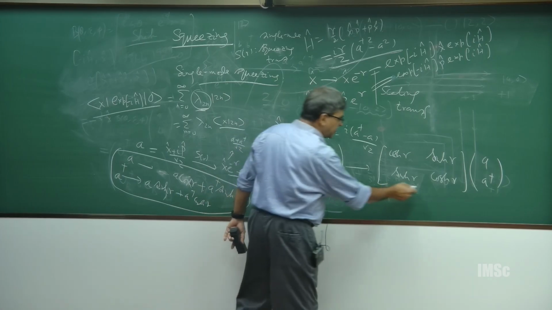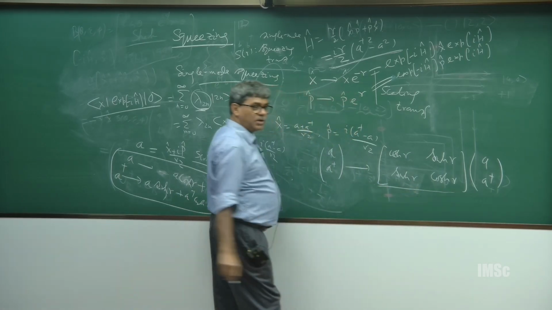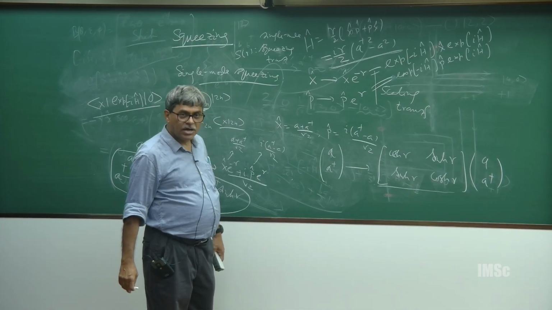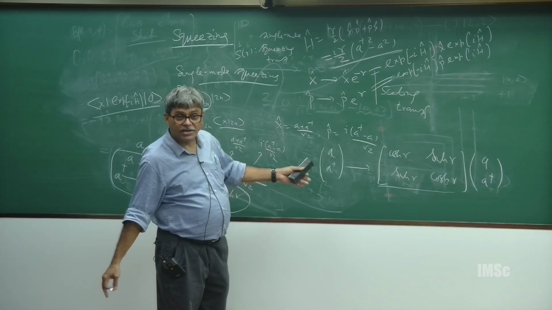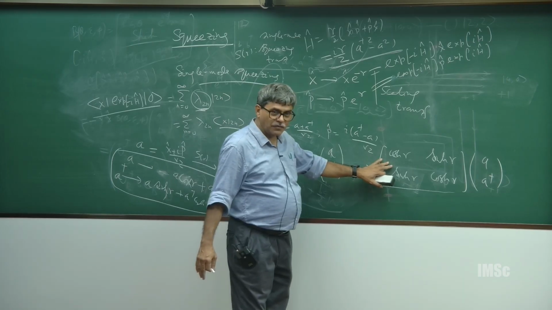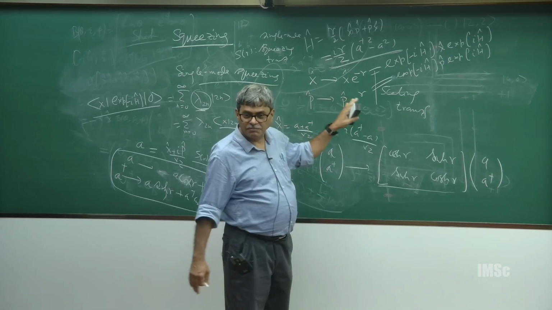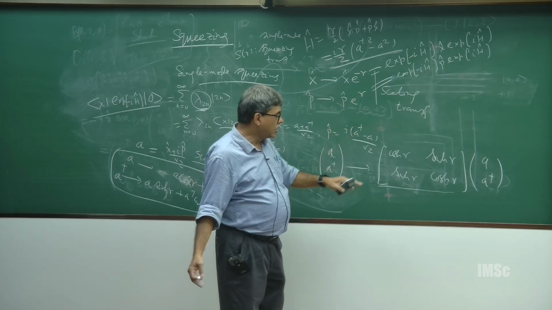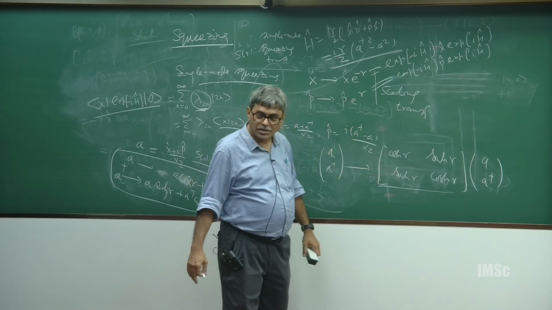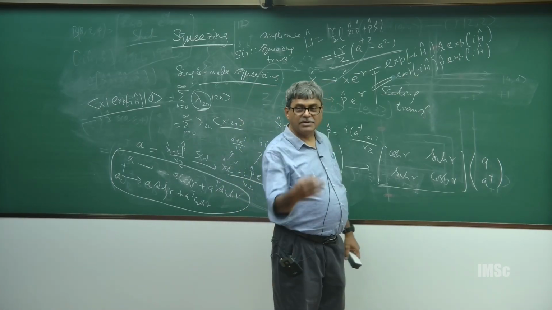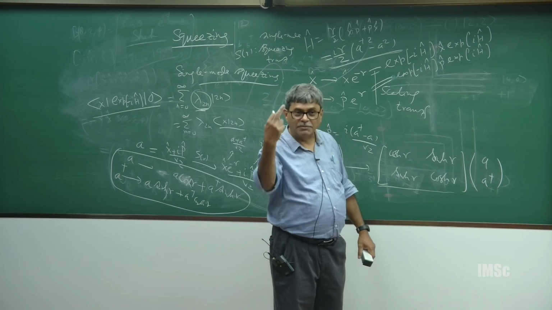So look at this matrix. This is a 2 by 2 matrix. Is this unitary? You can think of it in phase space also, because it is in terms of A and A dagger, or in phase space in terms of x and p, same thing. This is not unitary, but this is a Lorentz matrix. It is a proper Lorentz boost in 1 plus 1 dimension.